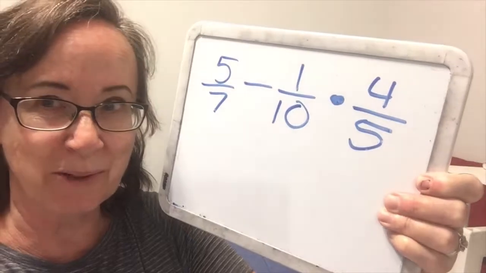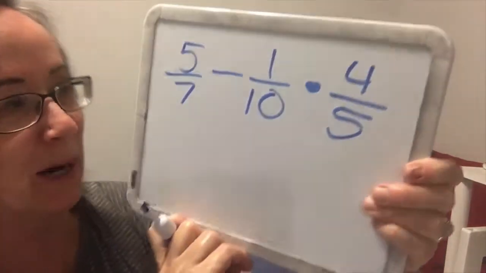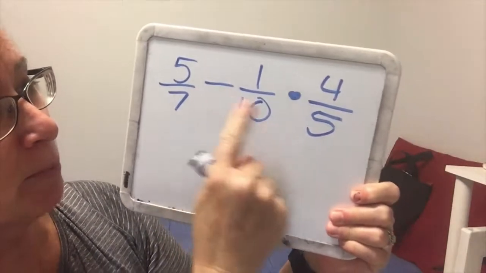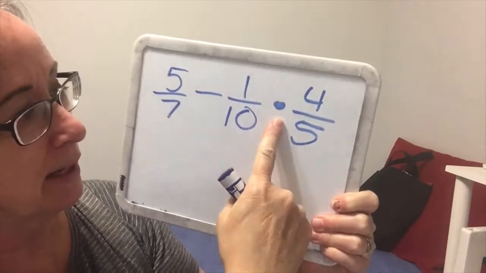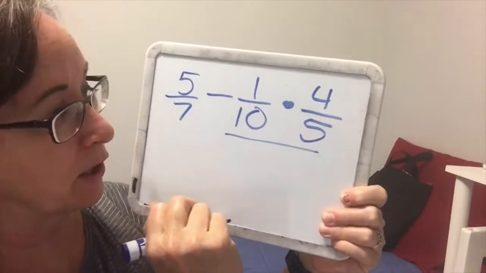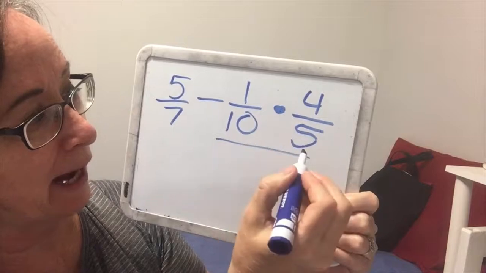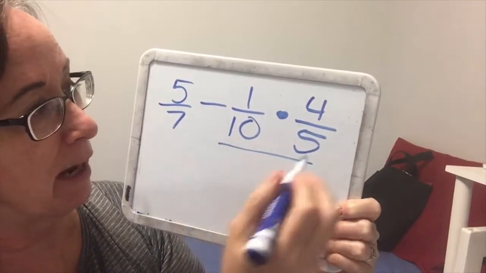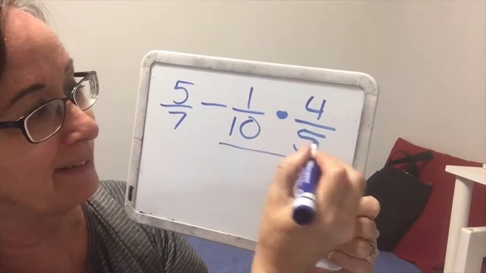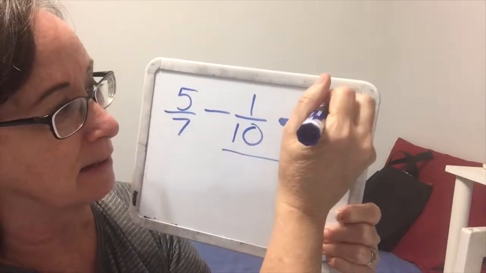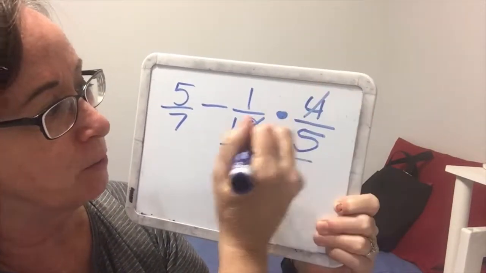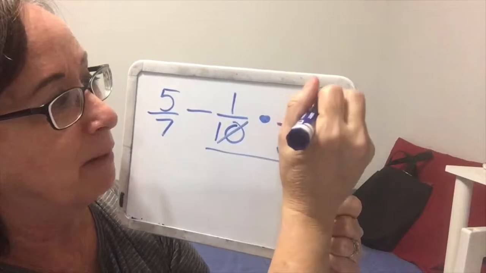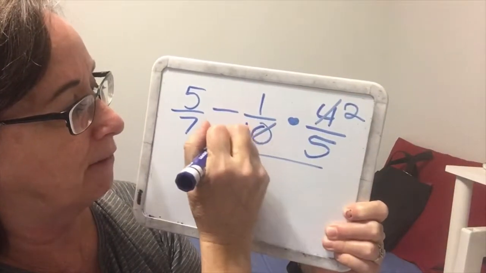We have one more example, and then we're going to do some practices. Okay, so here we have a minus and then a times. So we're going to do these first. So when I multiply fractions, I just multiply straight across. So the 4 and the 10 will cancel. So let's divide both the 4 and the 10 by a 2, and we're going to get 2 and 5.